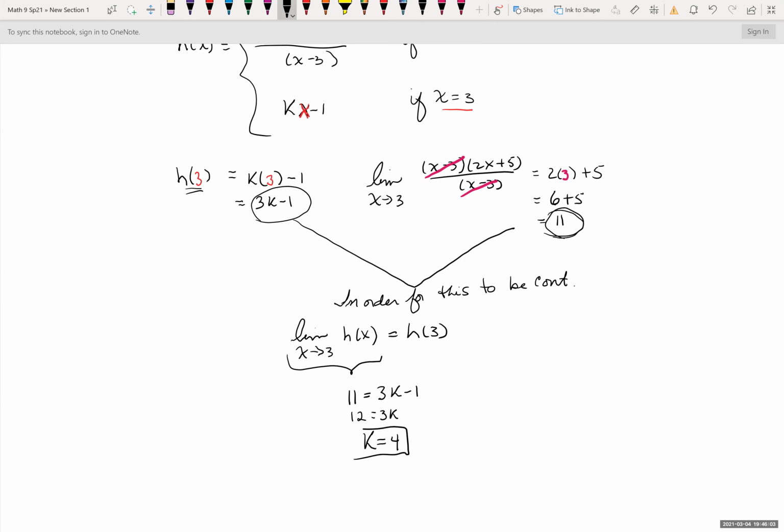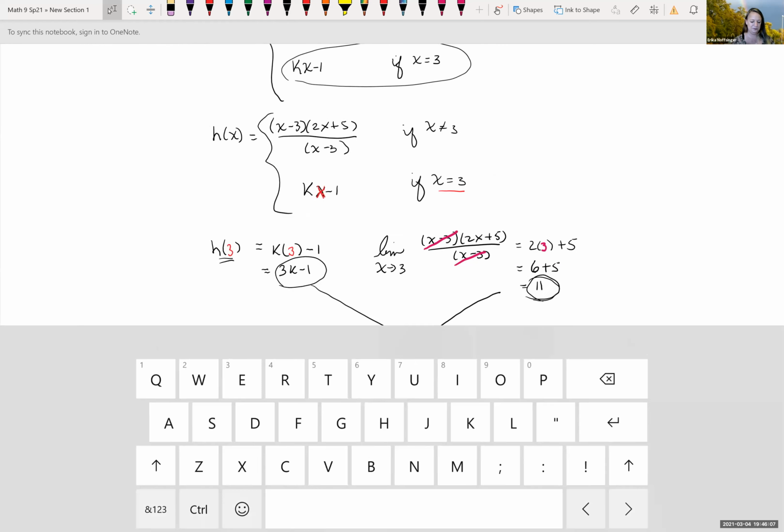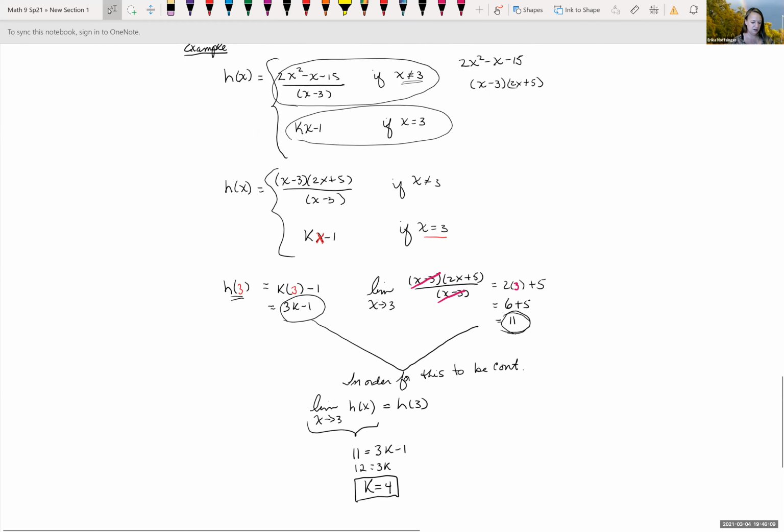Professor, can you zoom out a little? Yep. There you go.